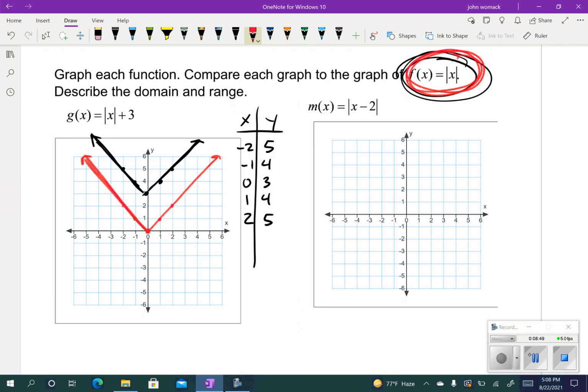Pause the video for a second and just write a quick statement saying how the new graph, the absolute value of x plus 3, is different from the original graph, the parent graph, the absolute value of x.